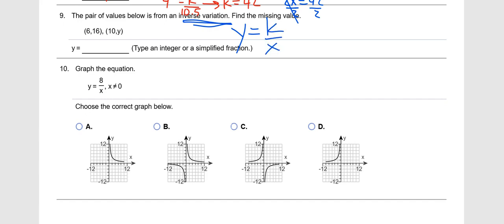All right, you've been given 6 comma 16. I think you should use it to find the value of k. Plug them in the correct spots, just like we did yesterday. Plug in the 6 for x, the 16 for y, and find me the value of k.